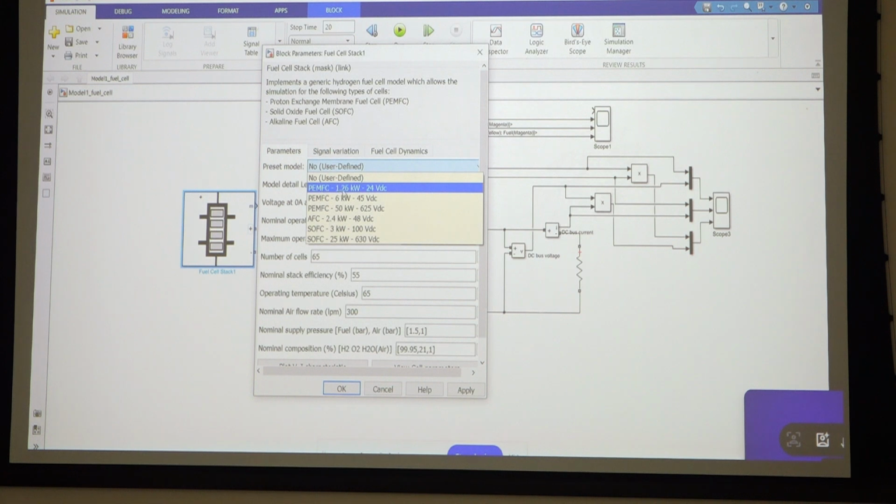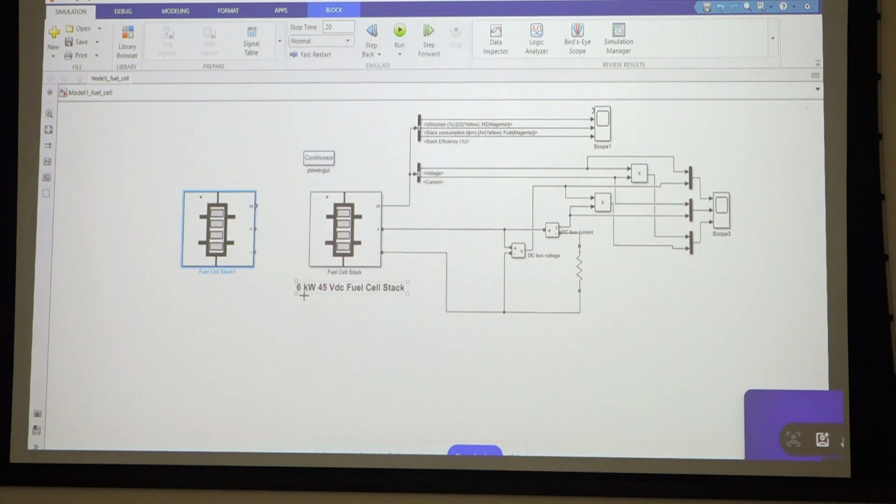This one is 1.26 kilowatt, and it can provide 24 volt DC at the output terminal for nominal operation. Another one is also PEM, 6 kilowatt, 45 VDC. In such a way you can either use a built-in fuel cell or your own defined fuel cell. For example, here I am using the 6 kilowatt 45 VDC fuel cell stack, and this is PEM.